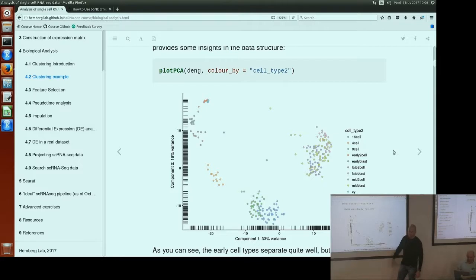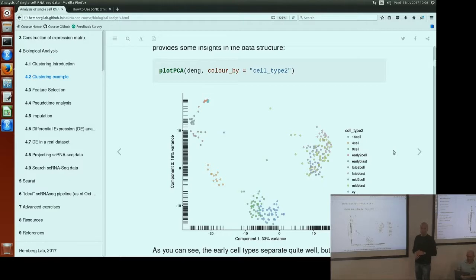And you can see that already in the PCA plot, the cell stages separate nicely. Some of them mix together. So for example, 8 cell and 16 cell stage kind of grouped together. And also all the blast, early blast, late blast, mid blast, they're also together. So this is just an overview of the data.